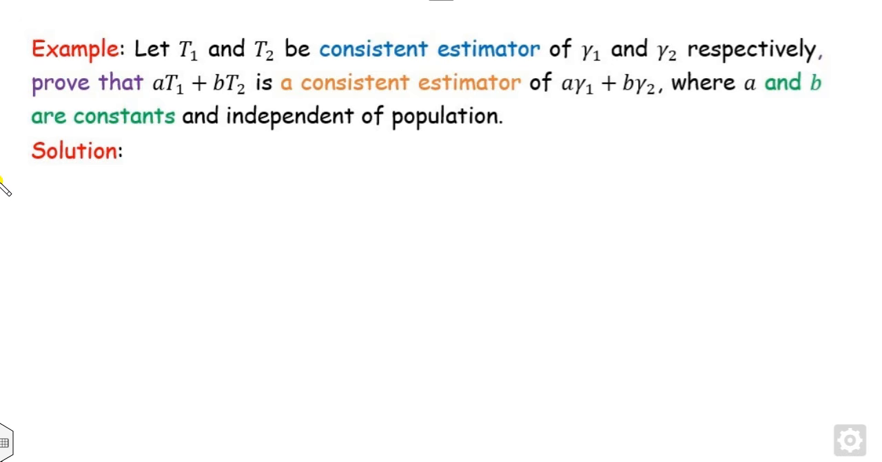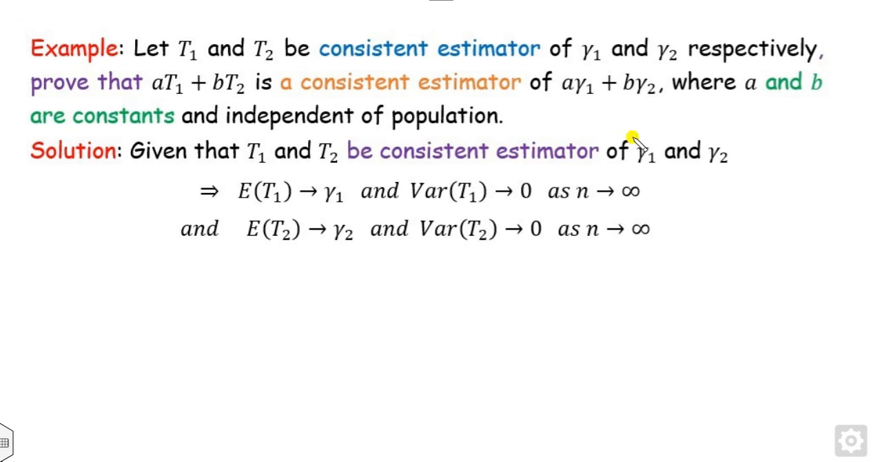Look at another example. If T1 and T2 are consistent estimators of gamma 1 and gamma 2, then you have to prove that the linear combination of T1 and T2 is also a consistent estimator of their linear combination, where a and b are constants. So what is given to you is that these are consistent estimators. So what is the definition for T1? E of T1 goes to gamma 1 and variance goes to 0. E of T2 goes to gamma 2 and variance goes to 0.